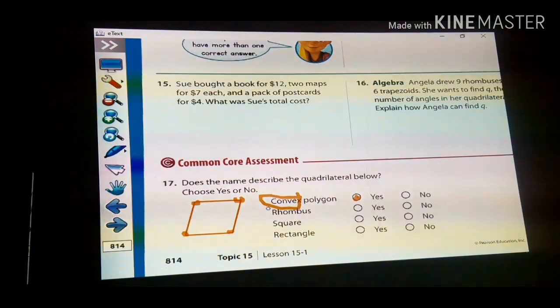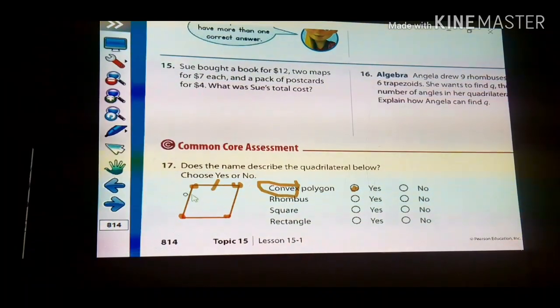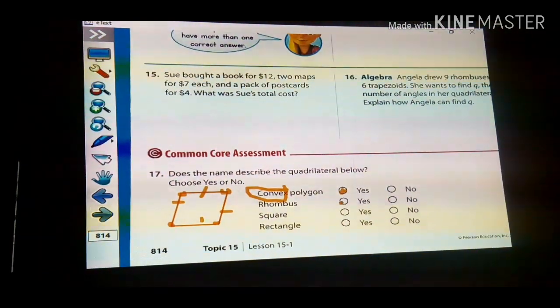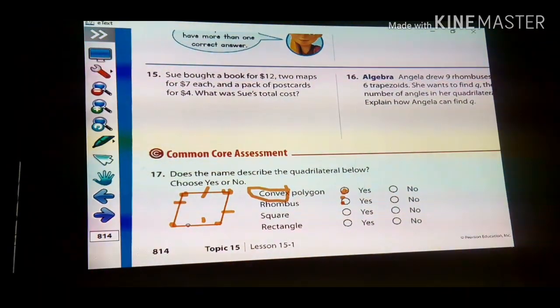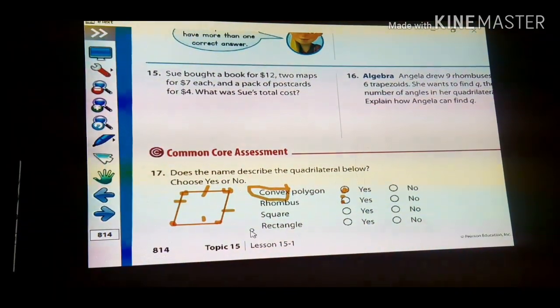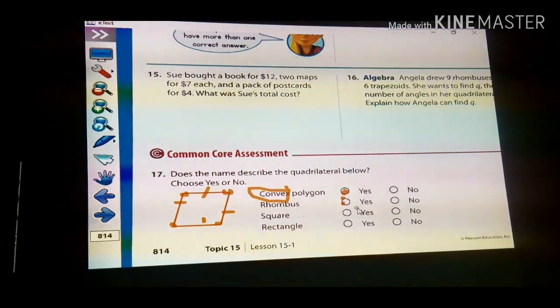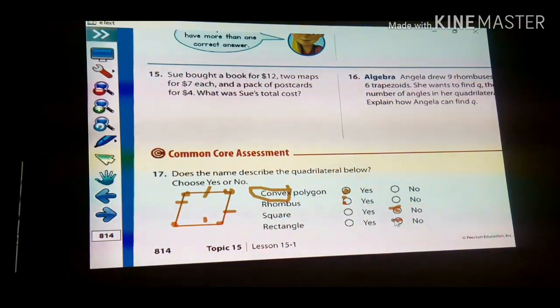How about the name of this one? Is it a rhombus? Yes, because it has 4 equal sides, but it doesn't have any right angles. Is it a square? No. Why is it not a square? Because it doesn't have any right angles. Is it a rectangle? No, because we have 4 equal sides here. So this is no, and this is no. This is our lesson today. I hope you understand it.